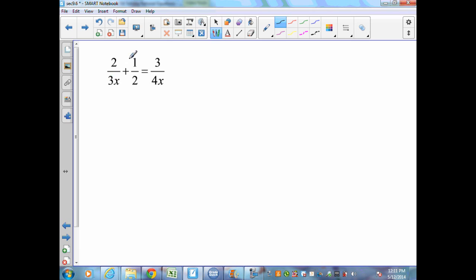Next, 2 over 3x plus 1 over 2 equals 3 over 4x. Nothing to factor in my denominator, but I can determine my least common denominator to be 12x. Now I'm just going to distribute through each term on each side. 12x times 2 is 24x. 24x divided by 3x is going to give me 8. 12x times 1 is 12x divided by 2 leaves me with 6x. And 12x times 3 is 36x. 36x divided by 4x leaves me with 9.